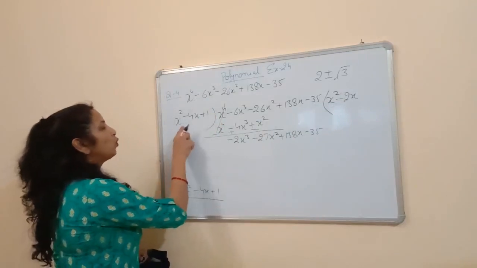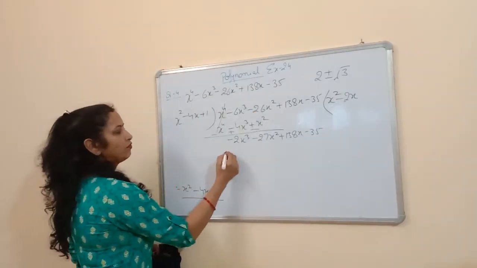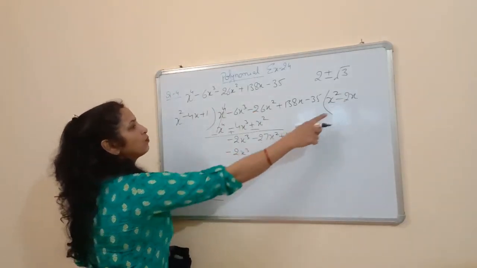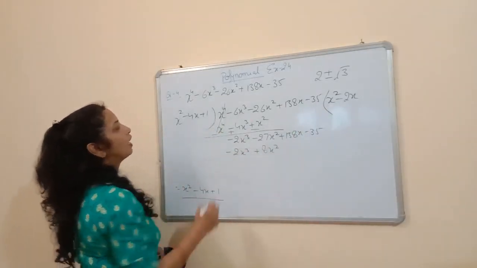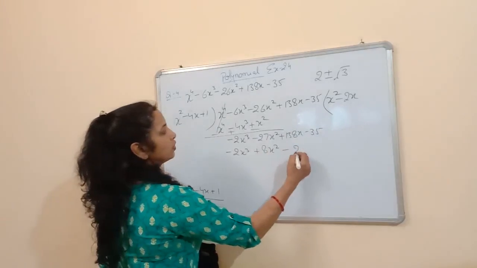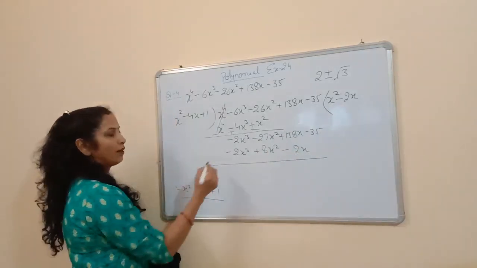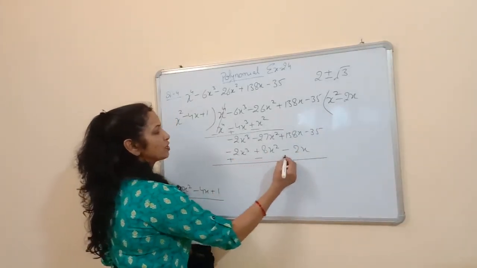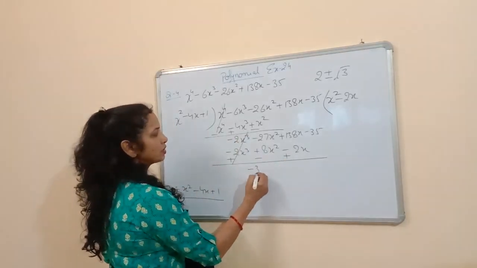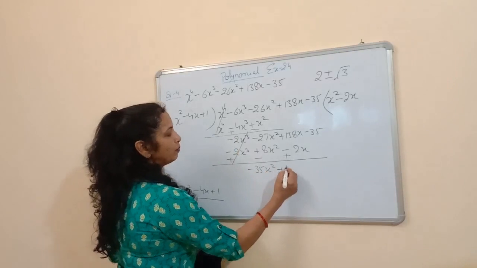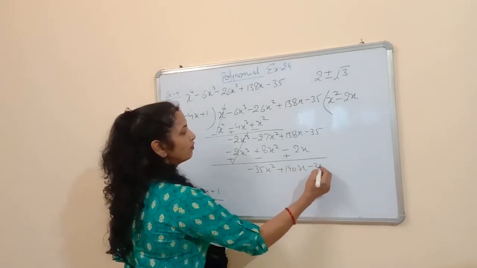So multiply the whole terms by minus 2x. We will get minus 2x cube, and then minus minus plus 8x square, and then minus 2x. And for division we have to subtract the values, and for subtraction we have to change sign. So we get here minus 35x square plus 140x minus 35.